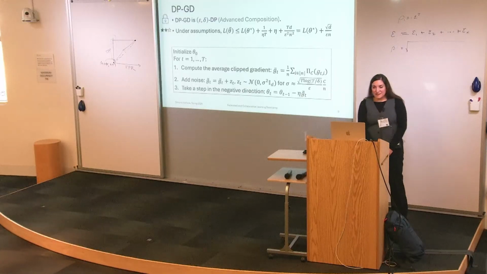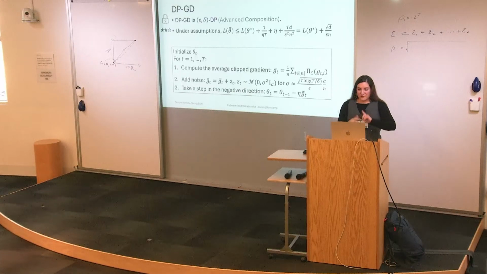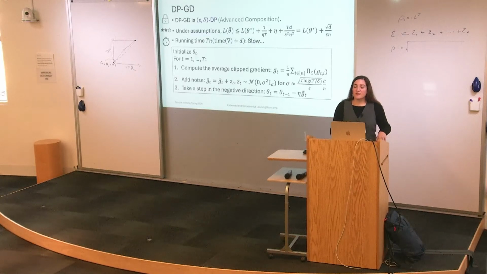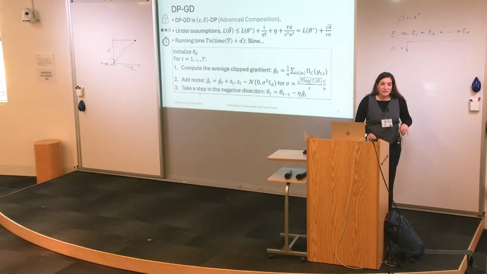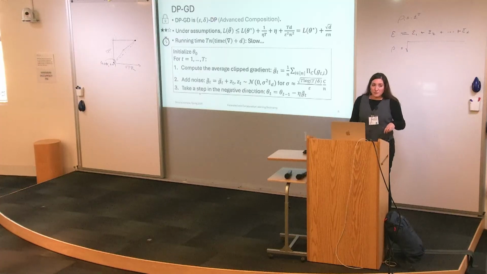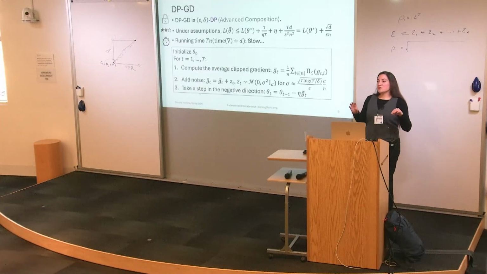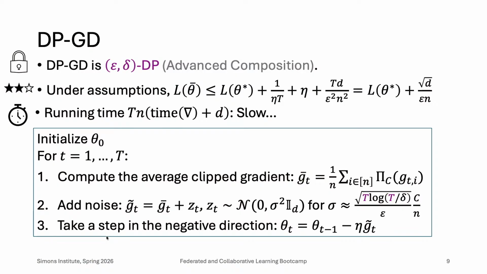Good. So this is DP-GD. It's epsilon-delta differentially private. The error it gets to is square root of d over epsilon n. The only bad thing about it is its running time. Why? Because in every round, you're computing n gradients, so you're doing n times the time you need to compute a gradient in every round. This is the main driver of the slow running time of DP-GD.